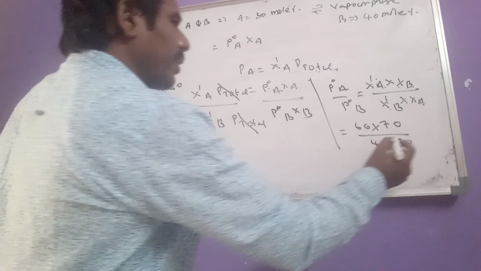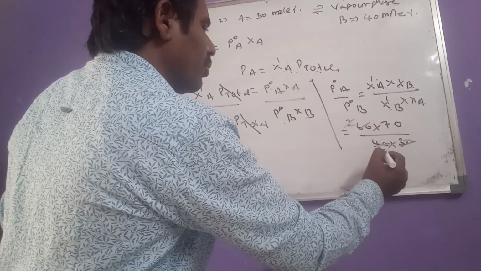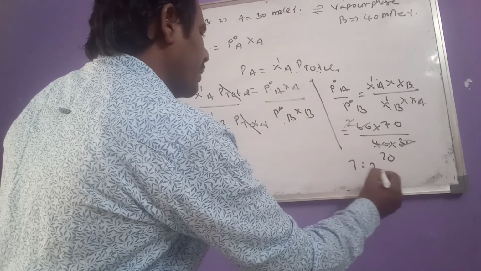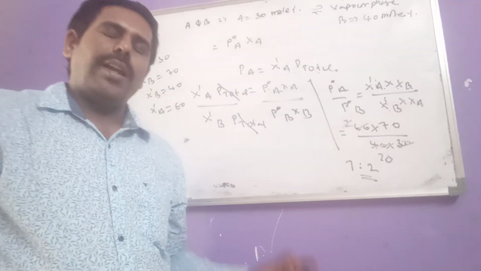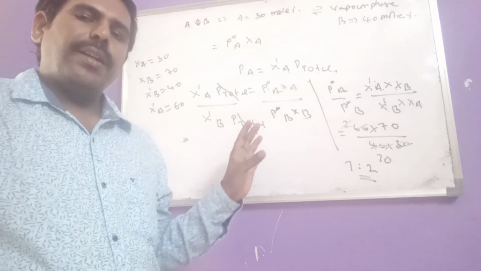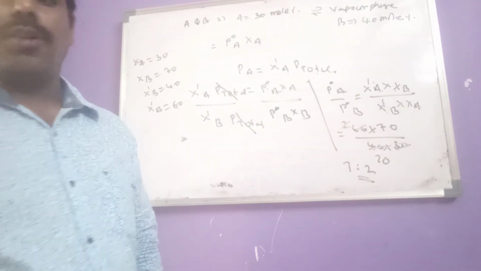So after simplifying, what is that ratio? 7:2. So like that we have to calculate the ratio of pure solvents by using this expression. So this is regarding Raoult's law.